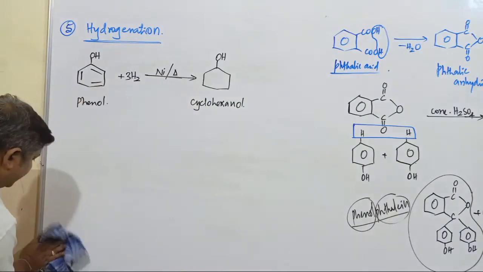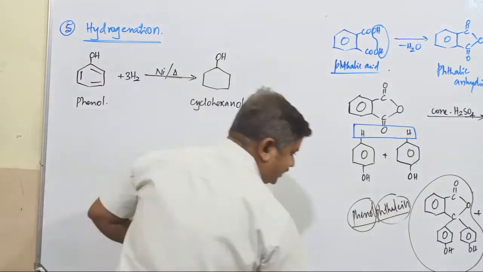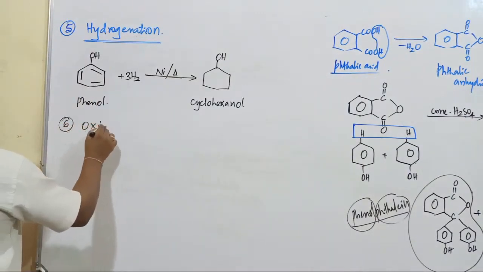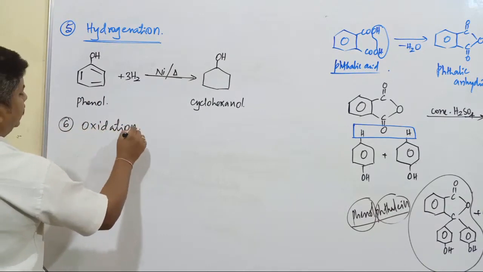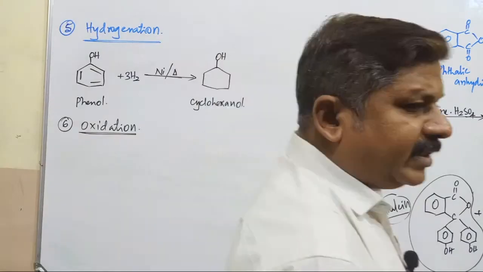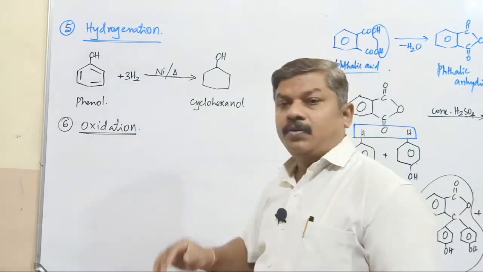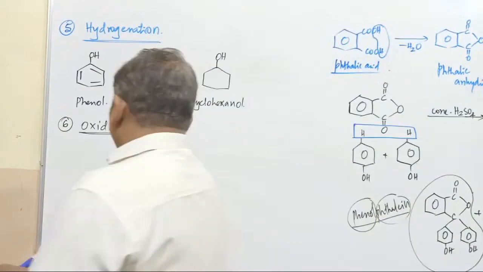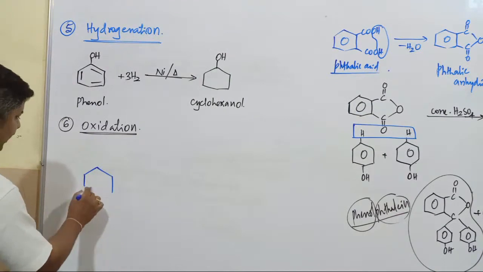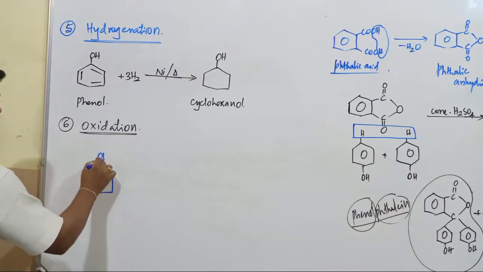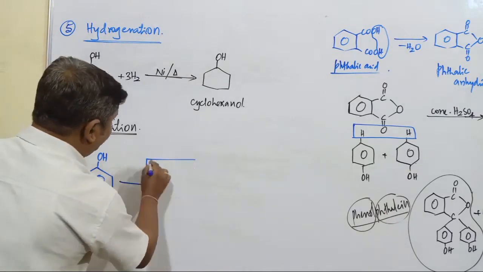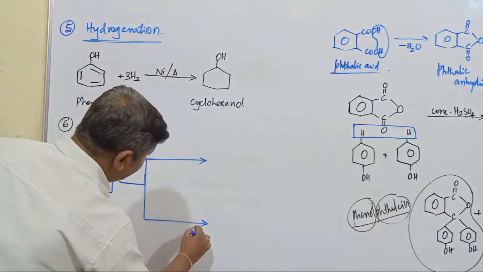Okay. Next. After this hydrogenation, number 6, it is oxidation. What happens when phenol is subjected to oxidation? Addition of oxygen or removal of hydrogen is known as oxidation process. In the process of oxidation, oxidation can be carried out by using different reagents. Especially in case of phenol, this is OH. When phenol is subjected to oxidation in presence of two different reagents, products are also different.